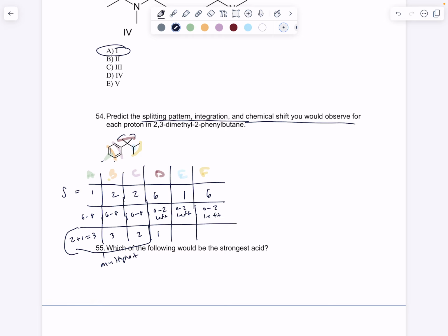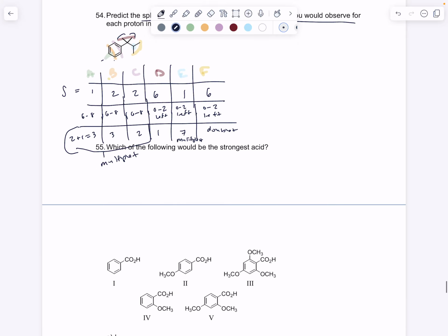E has 6 neighbors, so it would be a multiplet, a 7 split. And then F only has 1 neighbor, so it would be a doublet. Okay.